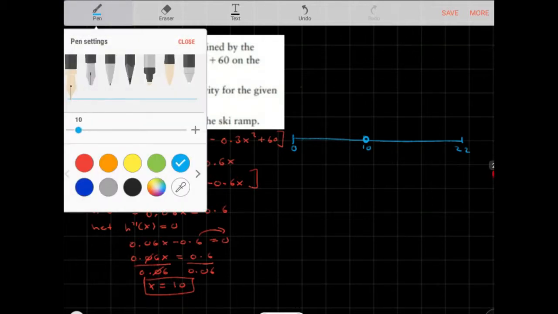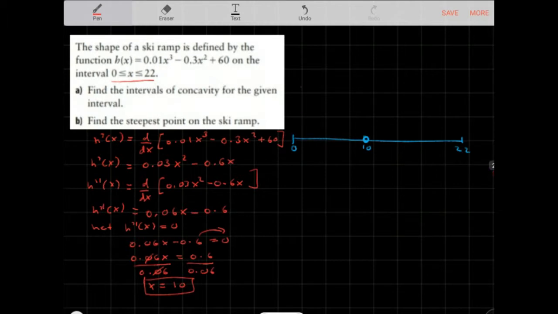If I'm looking at the values between 0 and 10, let's say x is equal to 5. I'm going to do h double prime of 5. If I plug that in, you get 0.06 times 5 minus 0.6. If I plug this in my calculator, h double prime of 5 is going to be less than 0 because it gives me negative 0.3. So this portion here is concave down.